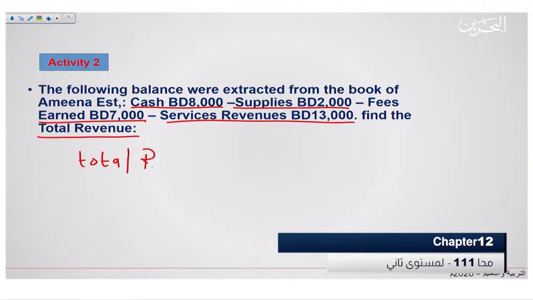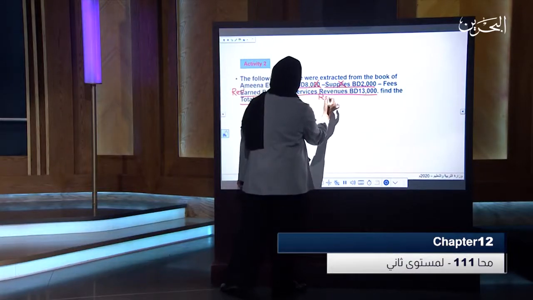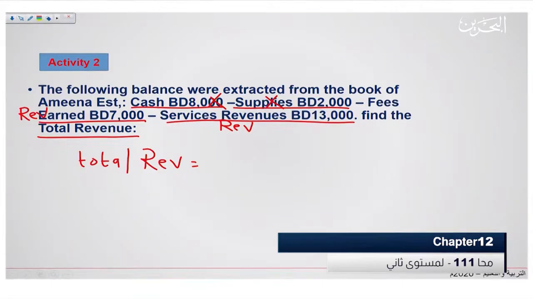So I will eliminate now anything not related to the revenue. So I will write down here total revenue, and I will go back to my question to classify what I have. Cash is not a revenue. Supplies is not a revenue, so I will not use them. Fees earned is a revenue. I will use it. Service revenues is definitely a revenue, so I will use it.